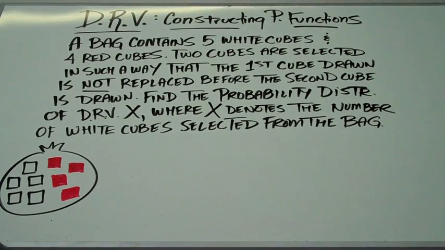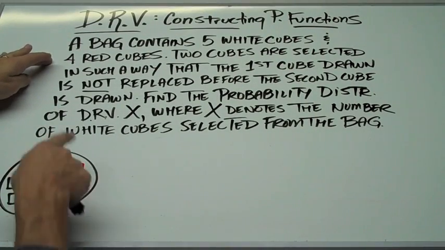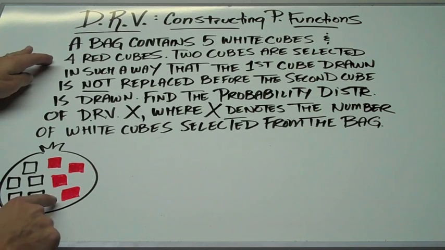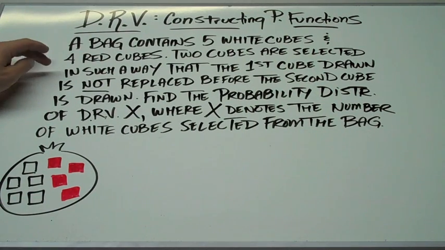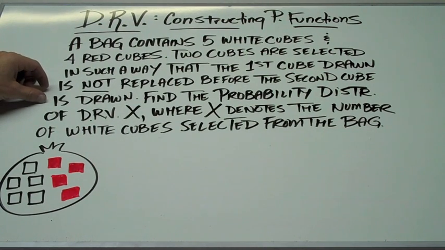When using discrete random variables, one of the things we're asked to do is to construct probability functions. This P stands for probability. For example, a bag contains 5 white cubes and 4 red cubes. So I drew a bag here with 5 white cubes and 4 red cubes. 2 cubes are selected in such a way that the first cube drawn is not replaced before the second cube is drawn. So we're drawing without replacement. Find the probability distribution of the discrete random variable x. That's what we have to do, is find the probability distribution.